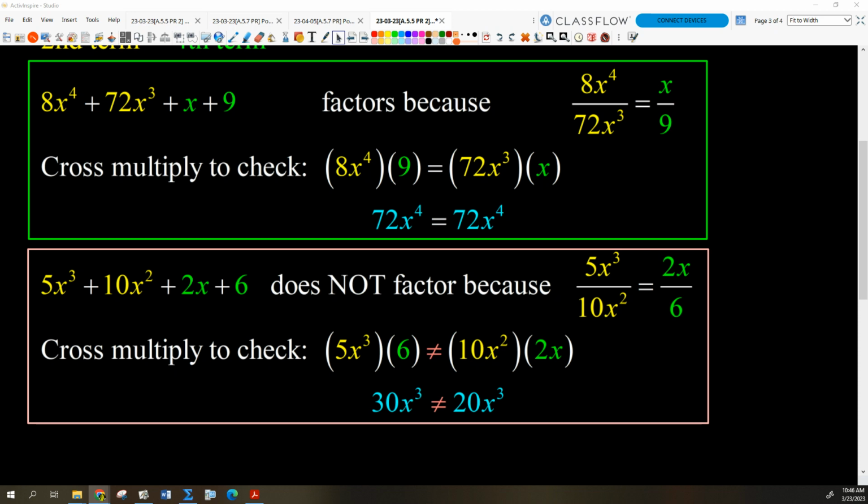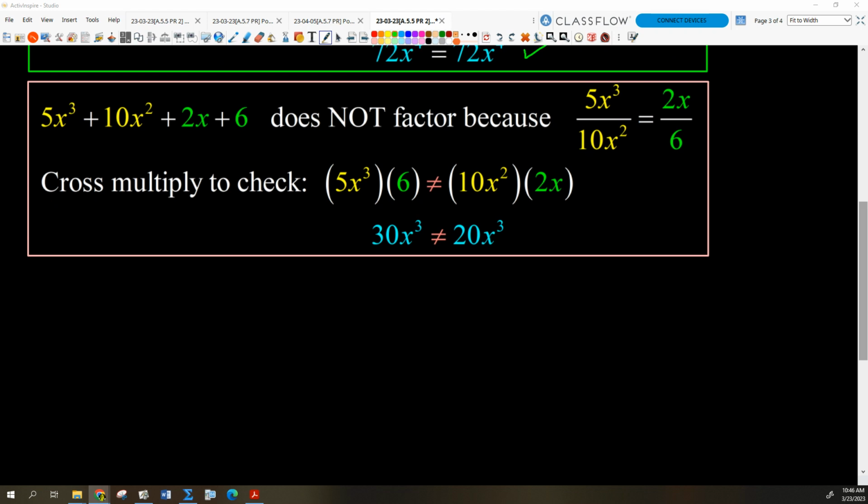Now do the variables work? Is x to the fourth over x cubed the same as x over 1? Yeah, so it does work. If you don't want to go through that process, just cross multiply. Is that cross product the same as that cross product? Yeah, they are. And multiplying is easier than dividing, isn't it? So 8x to the fourth times 9 is 72x to the fourth. 72x cubed times x is also 72x to the fourth. Check. It works. So that one's guaranteed to work.